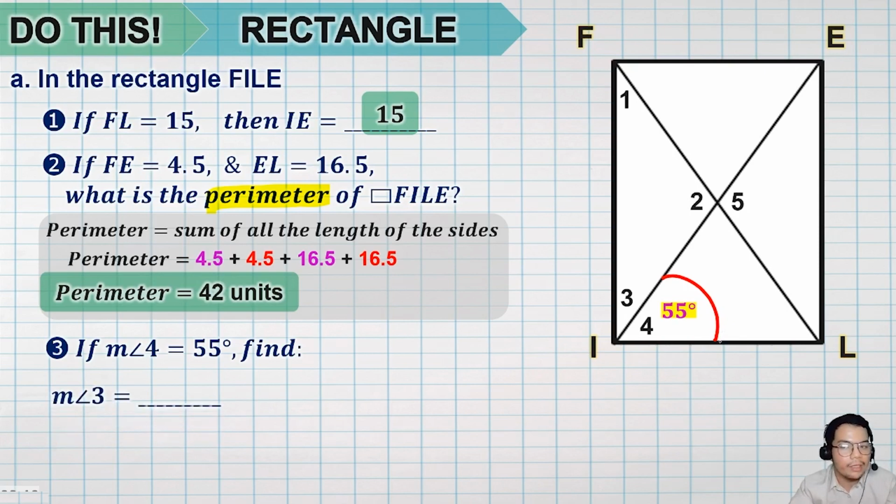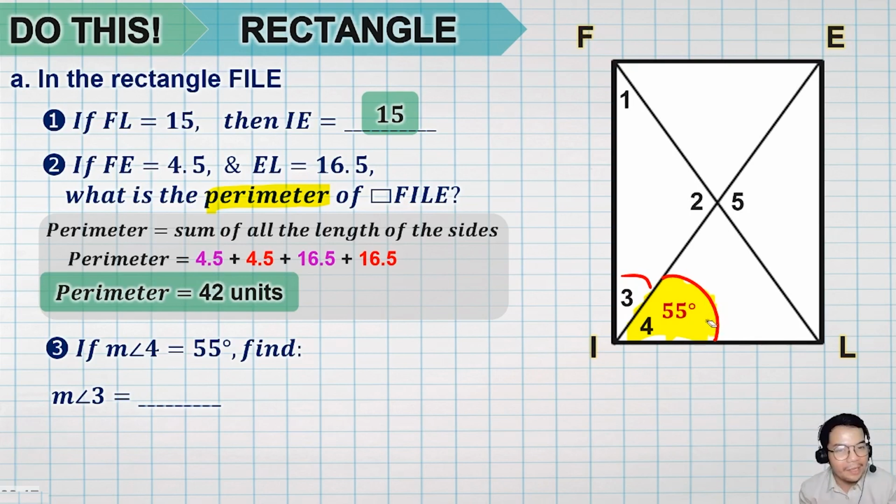Let's start with the measurement of angle 3. So kung ito daw angle 4 is gonna be 55 degrees, ano daw ang sukat ni angle 3? Sige, if you know the answer or if you want to guess the answer, you can type your answer on the chat box. Ano sa tingin nyo? Anong hula nyo?